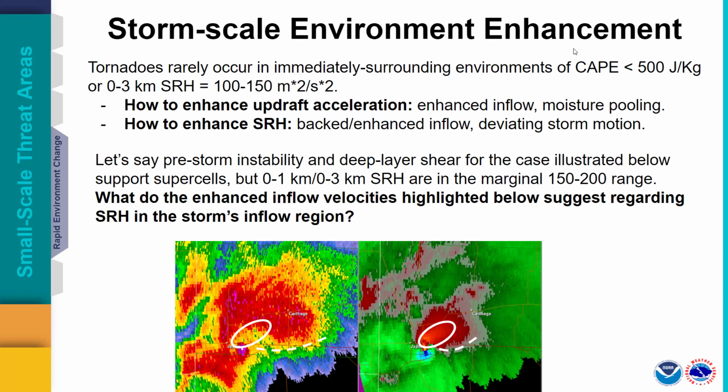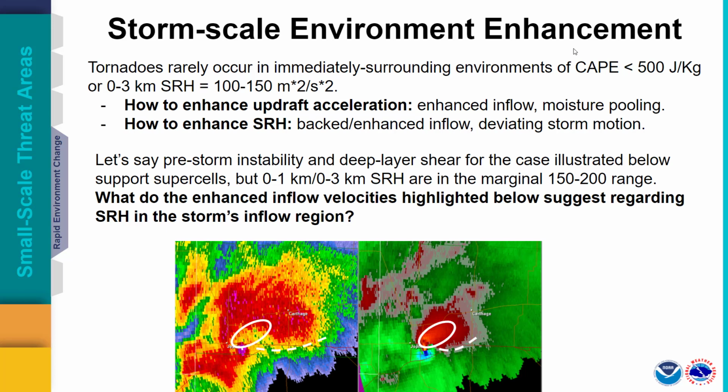How could we get such enhancement to support updraft acceleration? Possibly from enhanced inflow, or even moisture pooling that increases low-level CAPE. How about enhancing SRH to support greater updraft rotation? That could be achieved from backed, enhanced inflow, or deviating storm motion. Let's say pre-storm instability and deep layer shear for the case illustrated below support supercells, but low-level SRH are in the marginal 150 to 200 range.